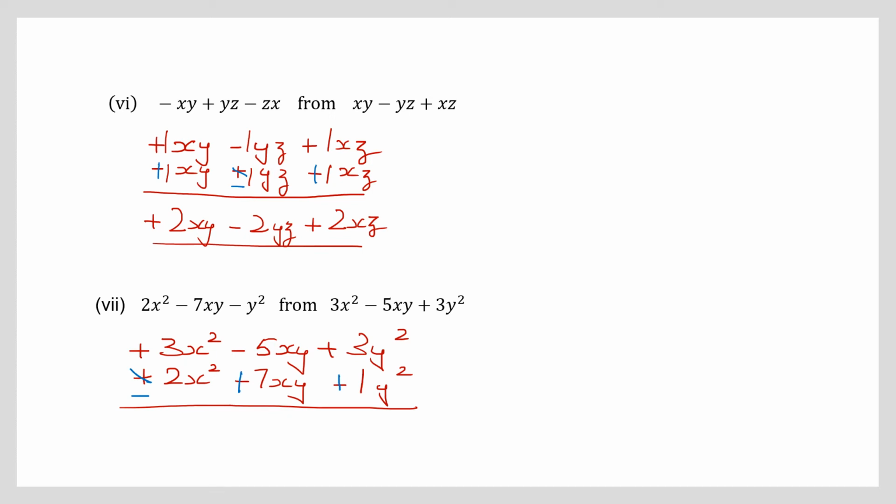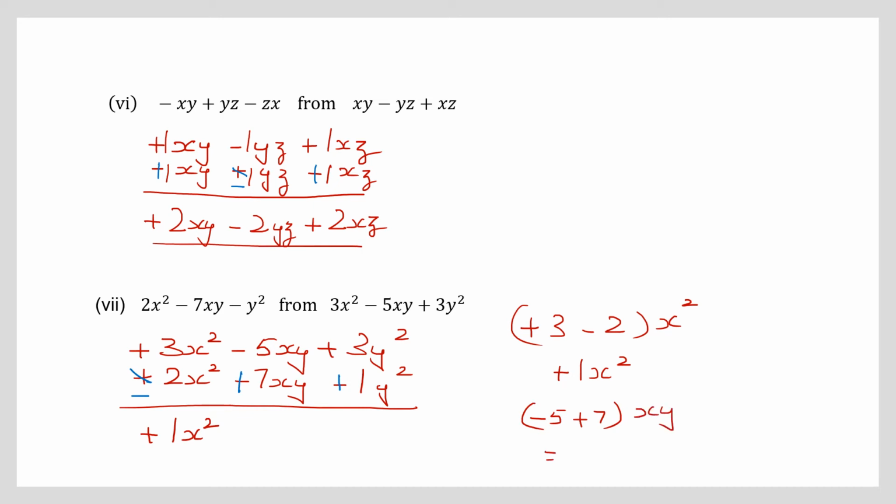Okay, now here we have plus 3 minus 2x square. Signs are different. Put the sign of the bigger number and subtract. 3 minus 2 is 1x square. Next one we have minus 5 plus 7xy.